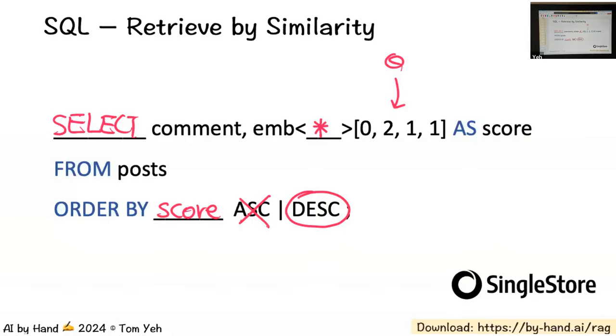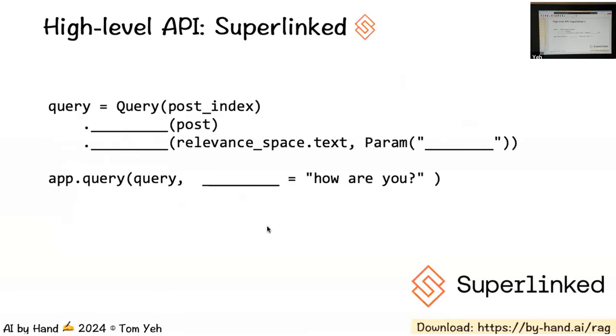So in my vector database lecture last time, I gave a bit more details about this process. And you can also use high-level APIs such as Superlinked. So they hide a lot of complexity. If you are not comfortable with SQL, you can use a high-level API.